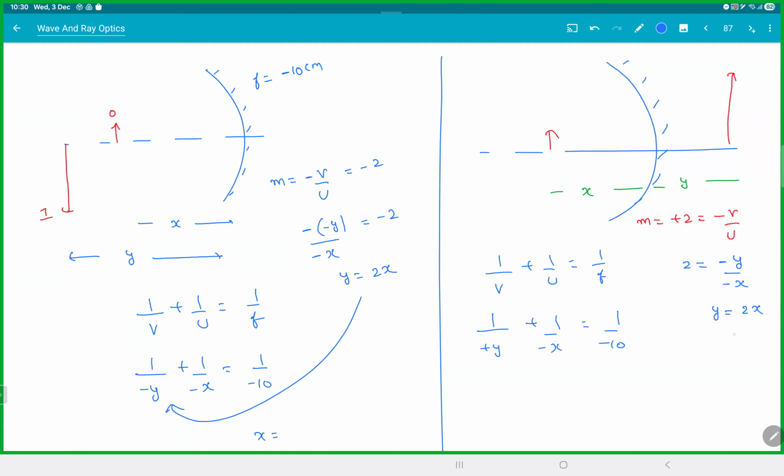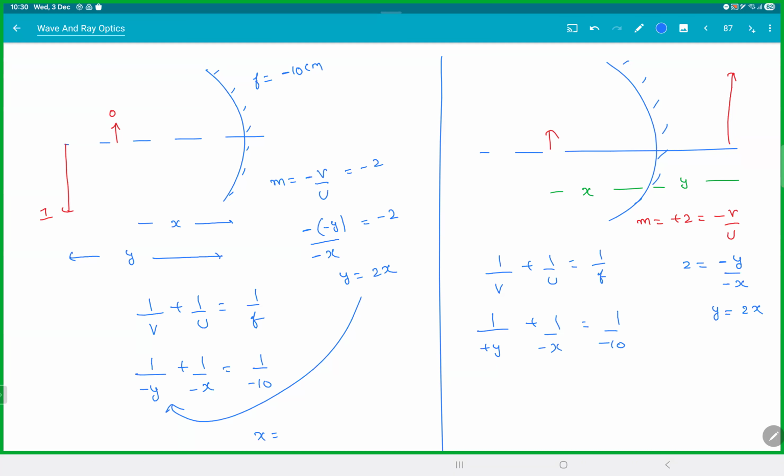Clear with this? So distance is always taken as x and y. That's it. That is the main thing I wanted to show you. And there'll be two answers. Never write the distances are u and v. Clear? Keep that thing in mind.